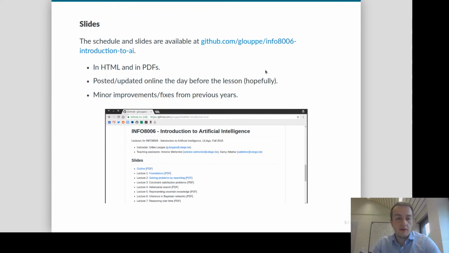So if you want to have the PDF of the slides, and also if you want to know the schedule of the course, everything will be centralized on this web page, which is a GitHub repo, in which I will put every week the PDF and the HTML versions of the slides. I will try to post them at the latest the day before the lesson.